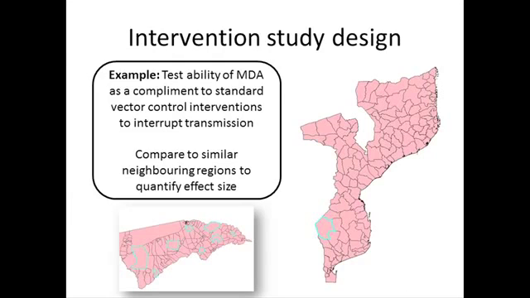Seems straightforward. Intervention study design. Maybe you want to test the ability of mass drug administration. There's some examples that the Gates Foundation are supporting here, testing these approaches as a complement to standard interventions, and then comparing those results to neighbouring regions to see what kind of effect size they have.